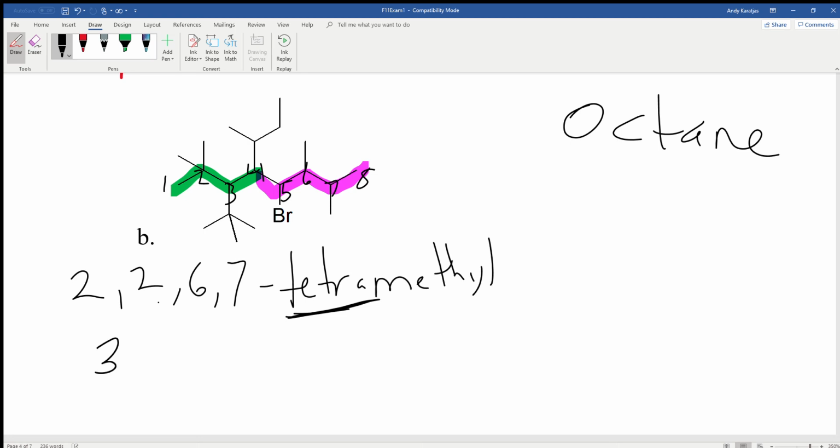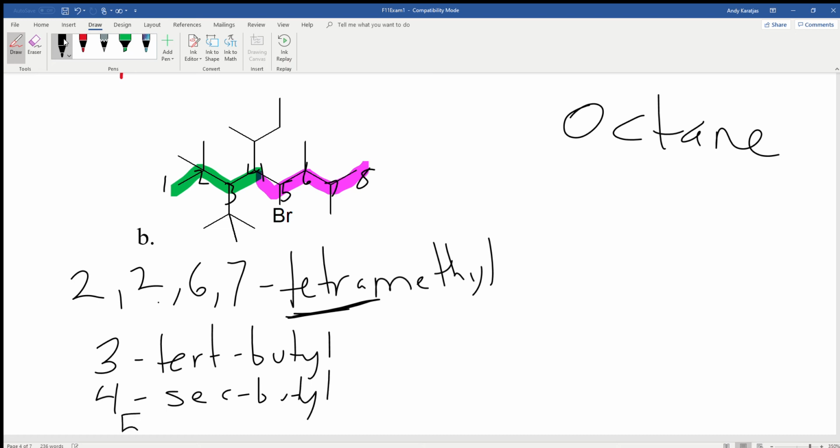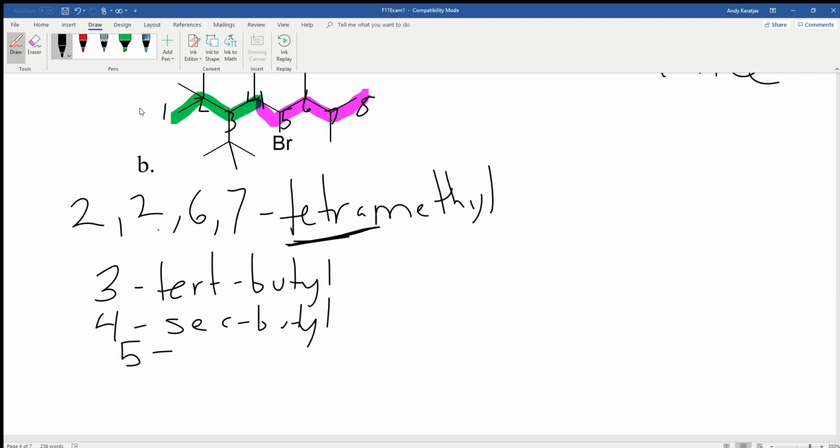At carbon 3, we have a tert-butyl group. At carbon 4, we have a sec-butyl group. And at carbon 5, we have a bromine.